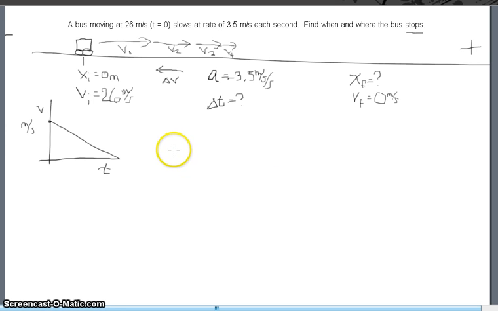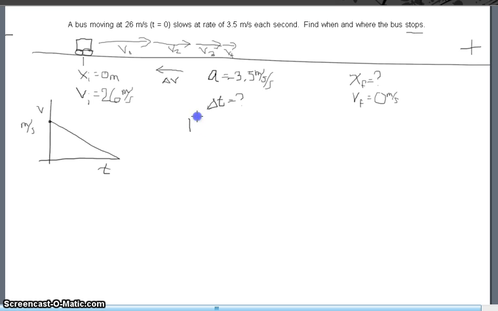When the question asks when and where the bus stops, it means it's looking for the time frame and the location where the bus stops. So we're going to handle the time frame first. If I look at my givens, I'm given the initial velocity, the final velocity, and the acceleration, which means I can use one of our kinematic equations to solve for the change in time.